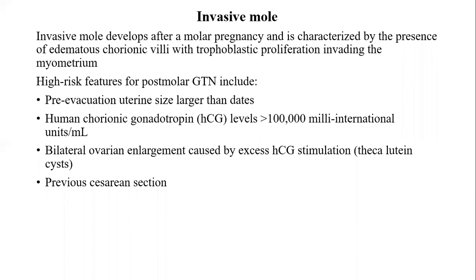you already mentioned, develops after molar pregnancy and is characterized by the presence of edematous chorionic villi with trophoblastic proliferation invading the myometrium. So the risk features for post-molar GTN include pre-evacuation uterine size greater than dates, HCG levels more than 100,000, bilateral ovarian enlargement caused by excess HCG stimulation, and a previous cesarean section.